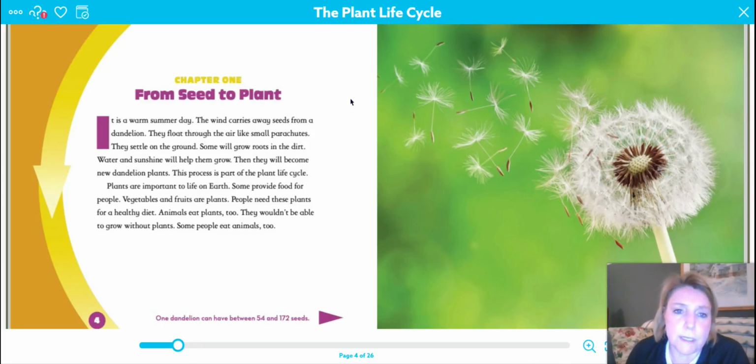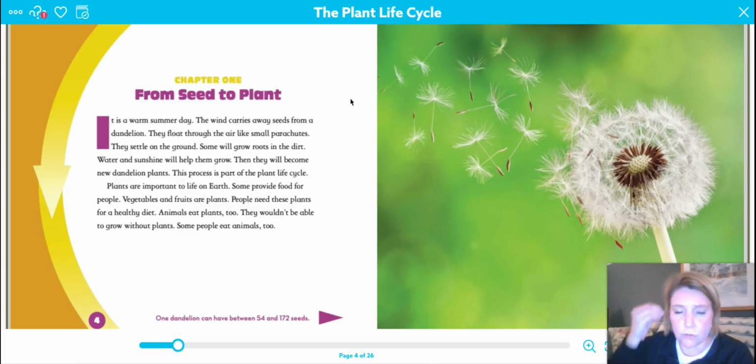It is a warm summer day. The wind carries away seeds from a dandelion. They float through the air like small parachutes. They settle on the ground. Some will grow roots in the dirt. Water and sunshine will help them grow. Then they will become new dandelion plants. This process is part of the plant life cycle.